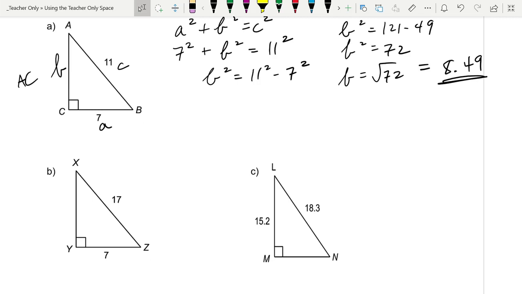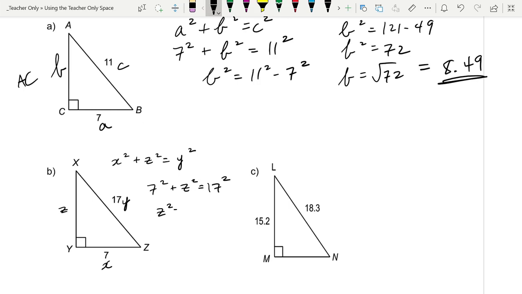Okay, let me see if I can catch up to you. So I would use my lettering system. I would make that an X, I'd make this a Y, and I'd make this a Z. So my Pythagoras is going to be X squared plus Z squared equals Y squared. And I'm looking for Z this time. So 7 squared plus Z squared equals 17 squared.